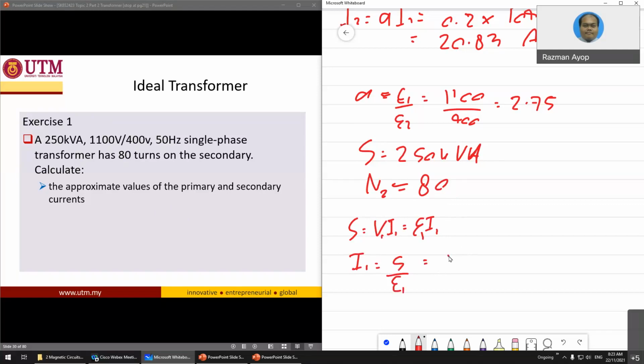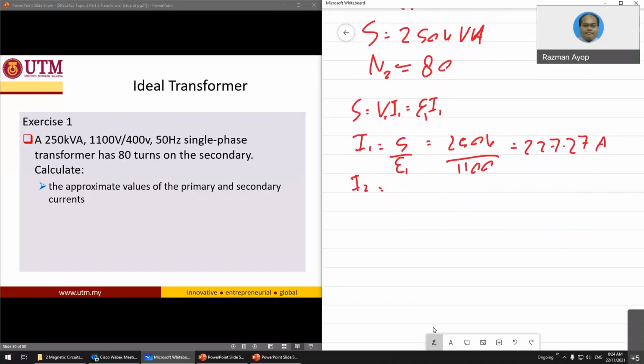So S is 250k divided by 1100. So 250000 divided by 1100 is 227.27. Only taking two decimal places is enough. How about I2? How to get I2? Anybody want to try? How to get I2?